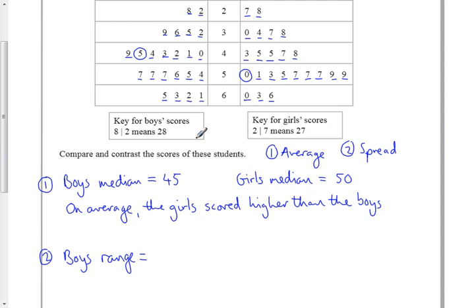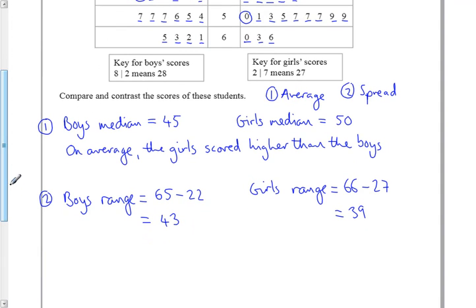Now if we compare the range, the range is the biggest minus the smallest. So reading backwards, it's 65 minus 22, which comes out as 43. If we do the same thing for the girls, we find the girls' range. We've got to do this calculation. 66, and we're going to take away 27, and that comes out as 39. So the boys have got a bigger range, but that's actually bad because that means the results are more spread out. Some have done better, but some have done worse.